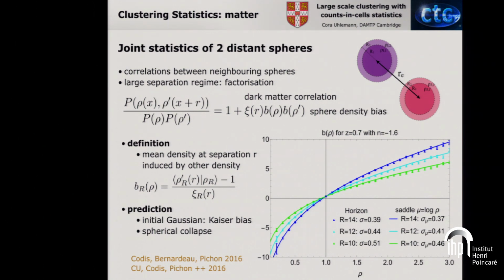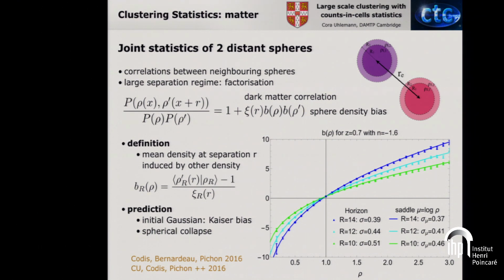And what does it mean? If you have a large density, then two spheres of large density are more correlated than average. So basically, overdensities are more clustered. On the other hand, underdensities among each other are also more clustered. But if I wanted to combine an underdensity with an overdensity, then they would be anti-clustered. So that is the rough idea.